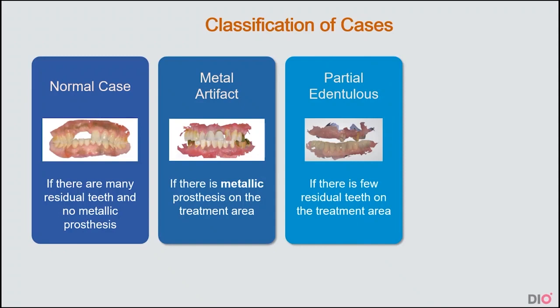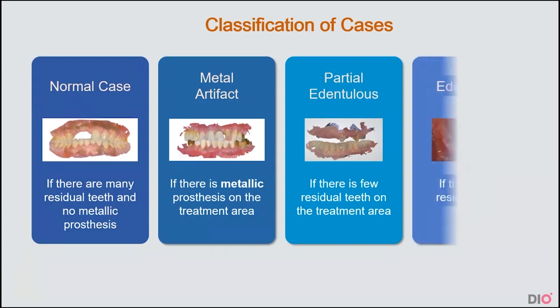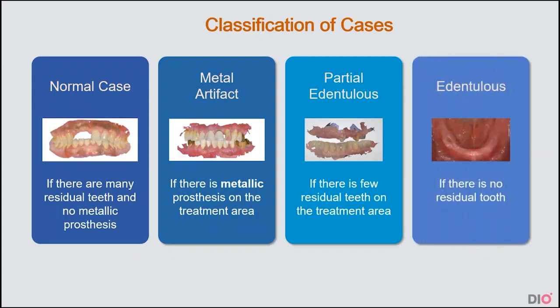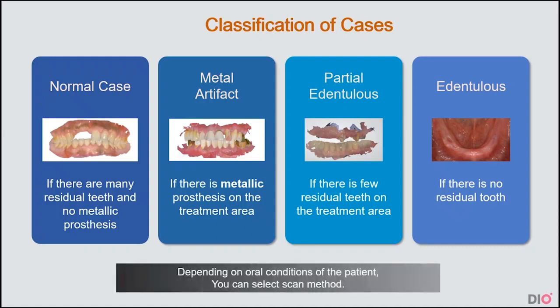Third is the partial edentulous case. If there are few residual teeth on the treatment area, you can scan using a marker or a splint. Fourth is the edentulous case. Since there are no residual teeth, the patient's existing denture or rex denture should be used for scanning. Depending on the patient's oral condition, the appropriate scanning method should be used.